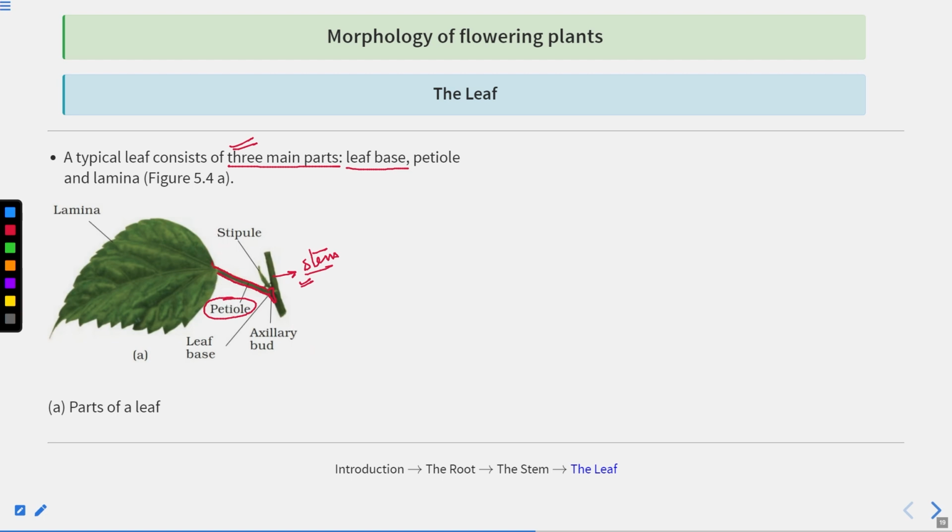Now, this petiole region holds a green, flattened structure that is called the lamina. That is called the lamina. Here you can see this part is known as the lamina. Okay. Now, here what you see, this is at the tip of the leaf. This is called the apex of the leaf. And if you look at this laminar region, what you see here is a midrib part. This is called the midrib.